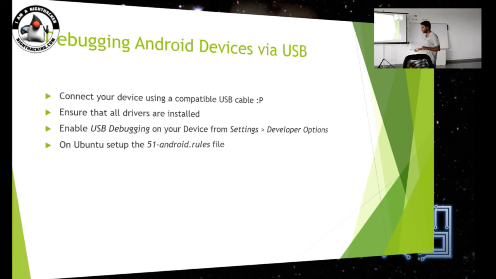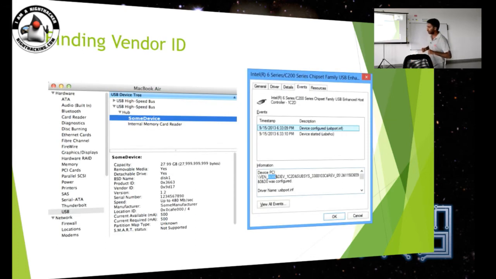Even if you do all these basic setup, there are times where certain devices will not be detected by your PC or your Macintosh, or any development device that you use for that matter. So in that case, what you have to do is to get the USB vendor ID. The thing is, you have the drivers installed, you have the debugging mode enabled, and you have your device connected to your development machine. And still if your device is not detected, you have to find the USB vendor ID.